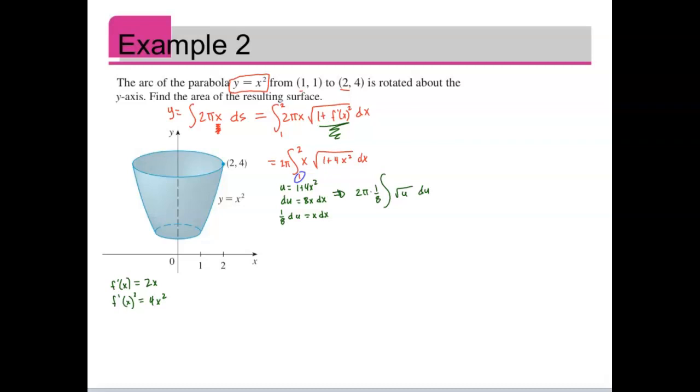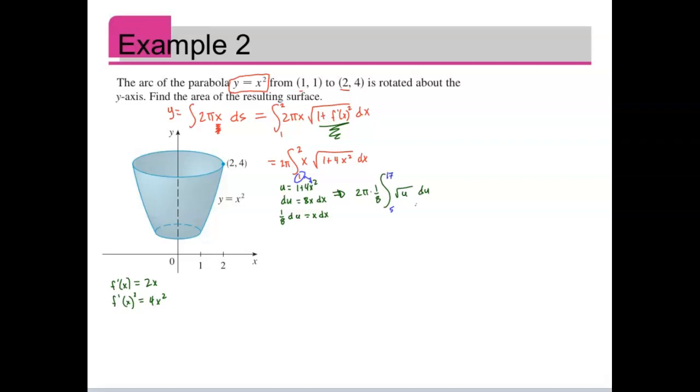I agree, 5. And that's just plugging 1 in for x. If I take 1 and I plug it in for x here, I get 1 plus 4, so u equals 5. What's my new upper limit of integration? So x is 2. What's u? 17. So 4 times 4 is 16.